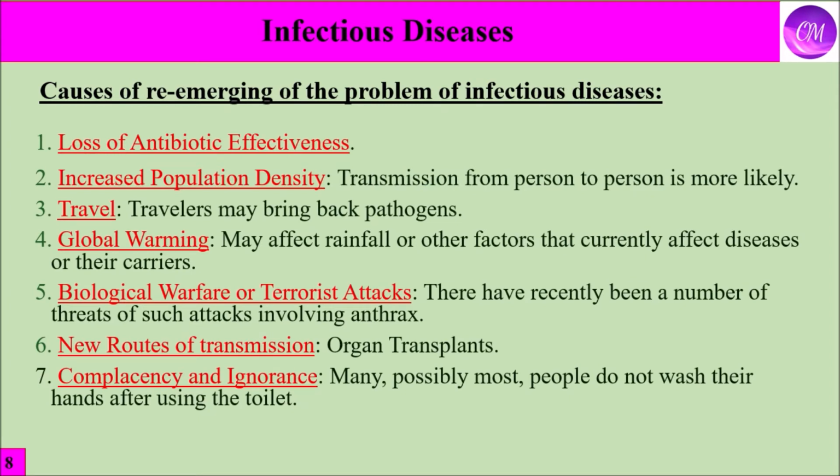Causes of the re-emerging problem of infectious diseases. First, loss of antibiotic effectiveness. Second, increased population density. Third, travel, which may bring back pathogens. Fourth, global warming. Fifth, biological warfare or terrorist attacks. Sixth, new routes of transmission, such as organ transplants, and complacency and ignorance. Many, possibly most, people do not wash their hands after using the toilet.